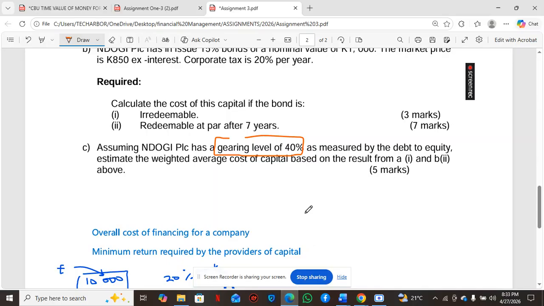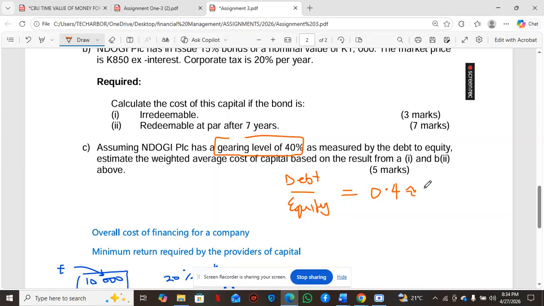So this formula for gearing is debt over equity. This is the formula. After we divided the debt by the equity, we got 0.4, which represents 40%. So how do you interpret this ratio? You're comparing how much debt financing you use compared to how much equity financing you use.